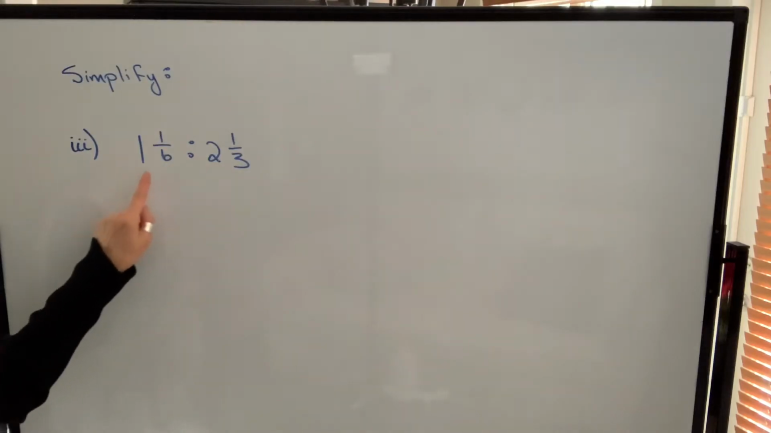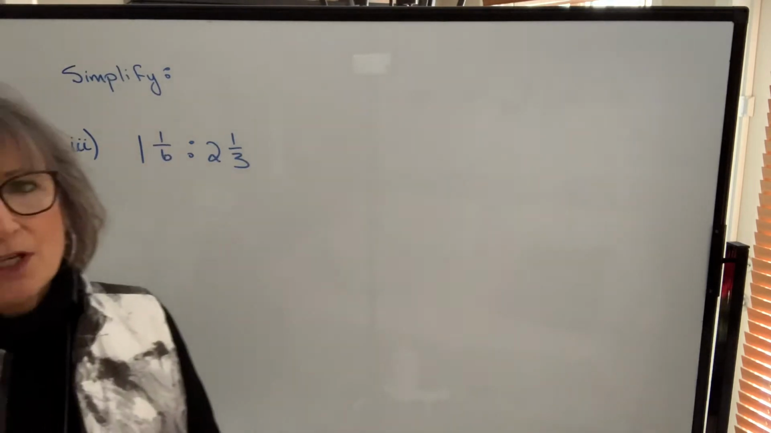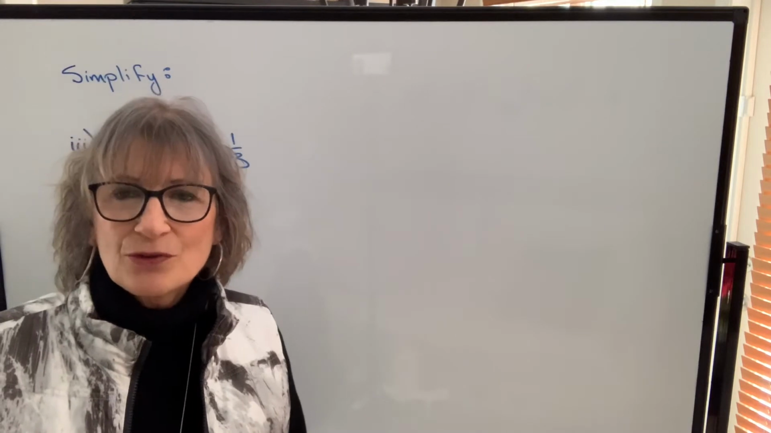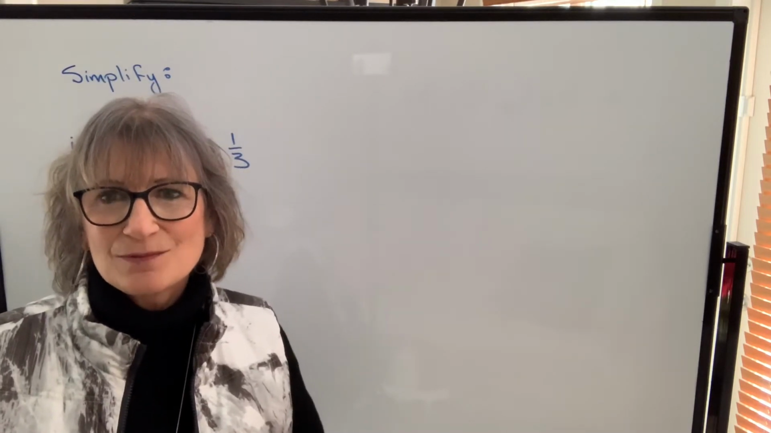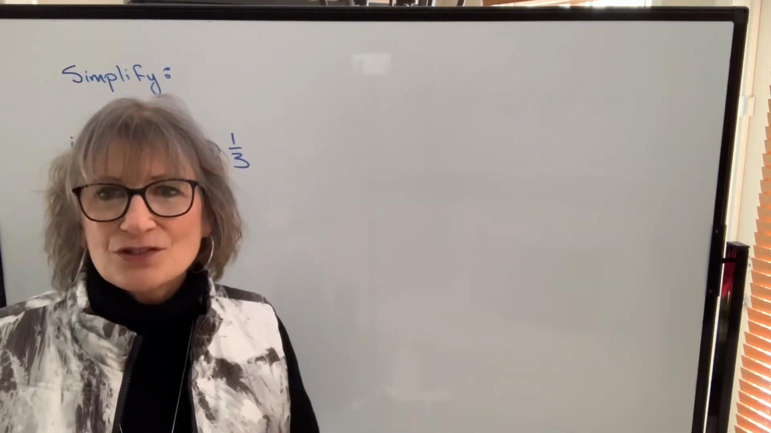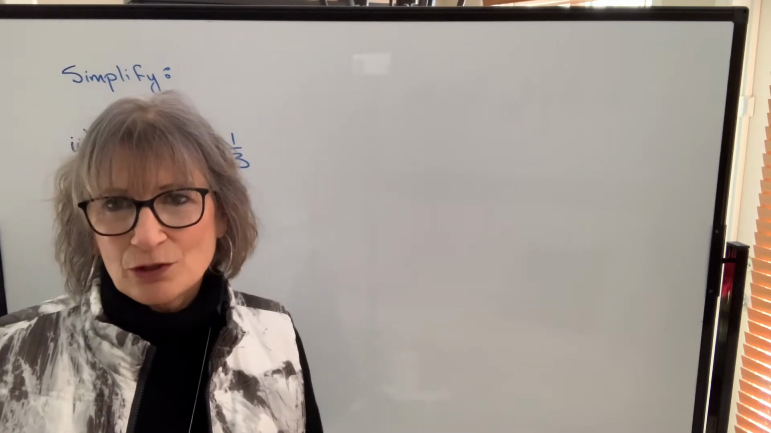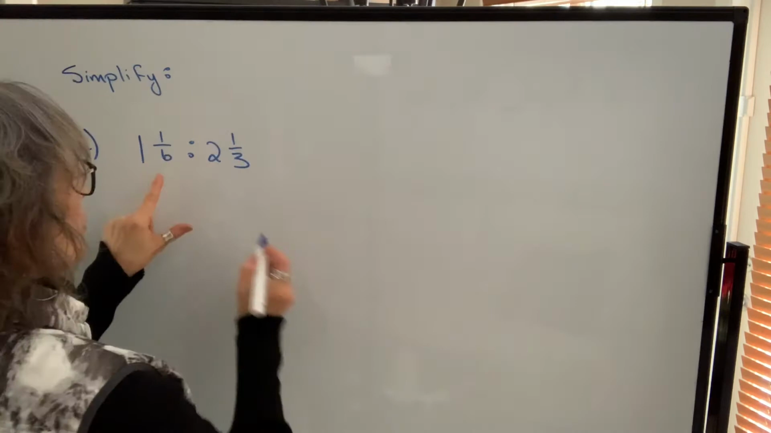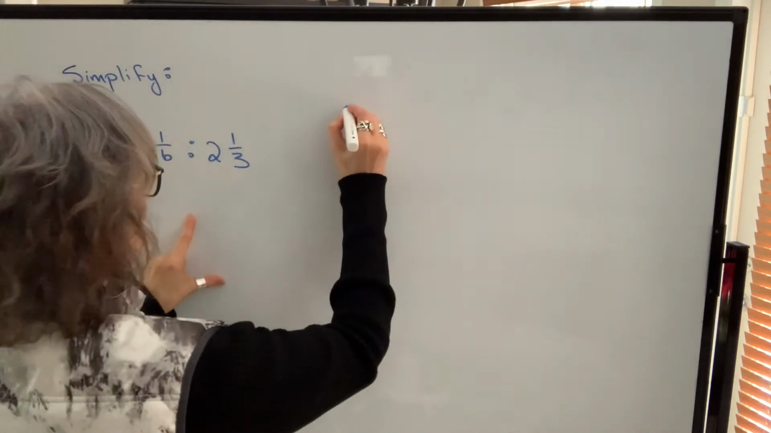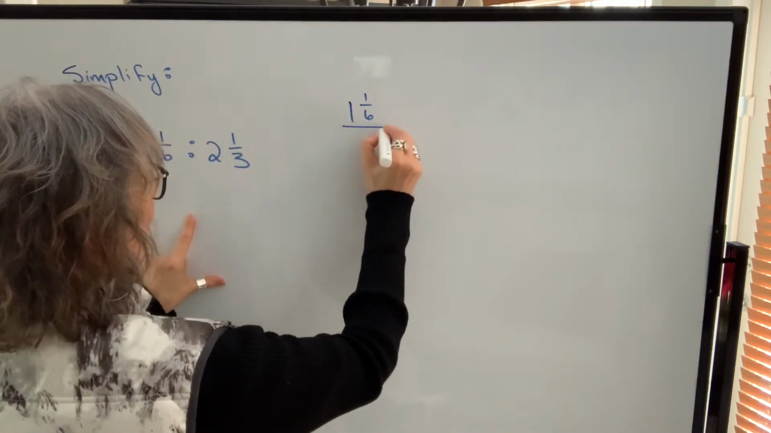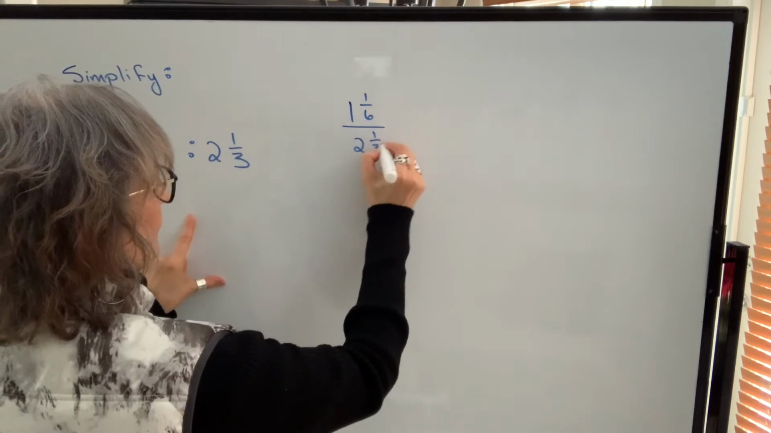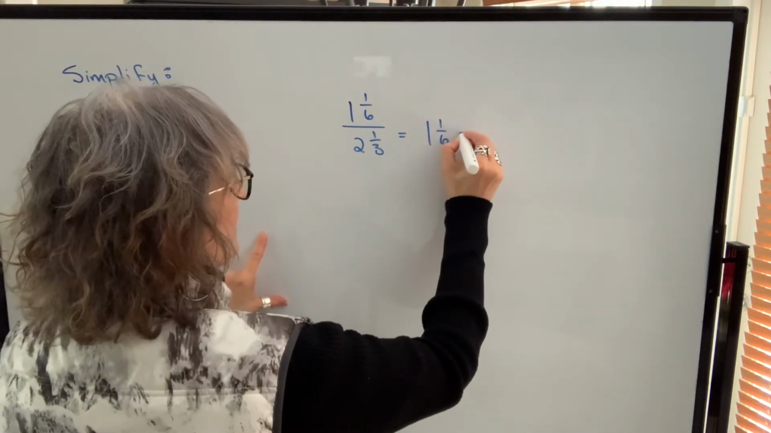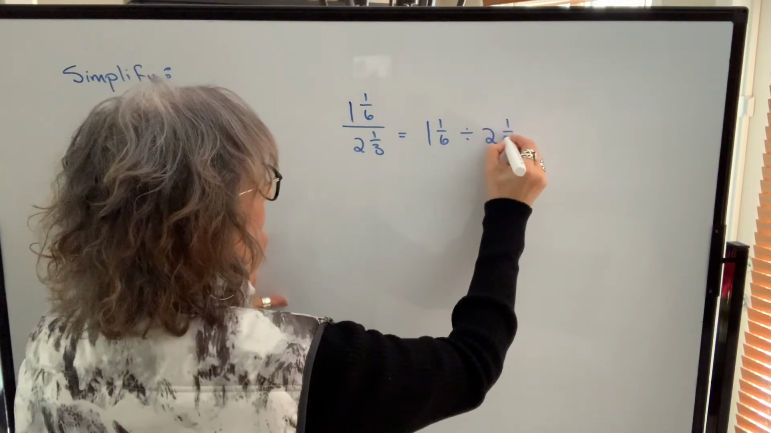If you have the ratio of 1 1/6 to 2 1/3, you can't change to decimals because 1/6 and 1/3 are not even decimals, and you're going to have to start rounding off, and your ratio will not be correct. So there's two ways that you can work with this ratio. You could think of this as a fraction, 1 1/6 to 2 1/3. So that means you have 1 1/6 divided by 2 1/3.